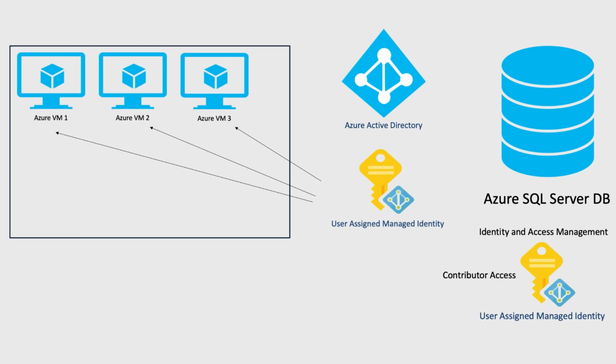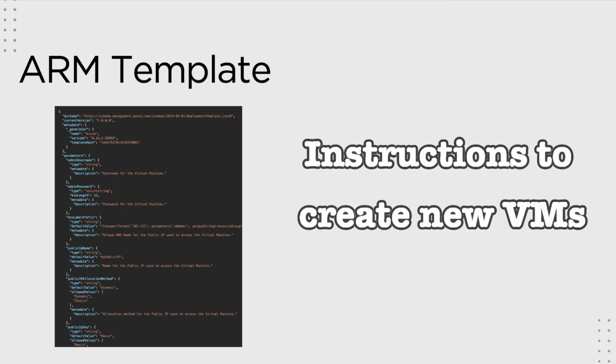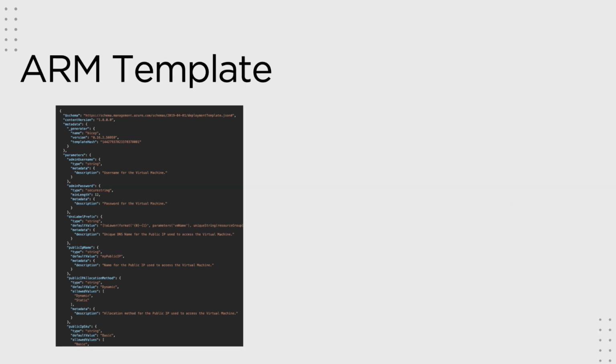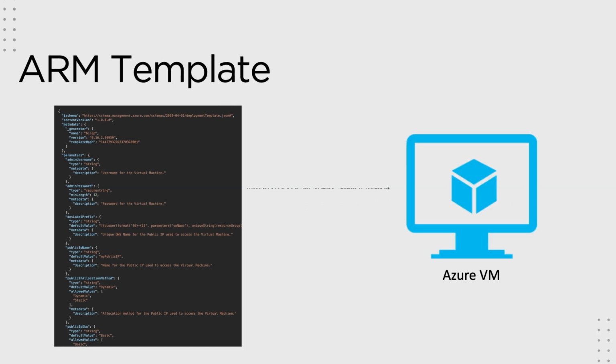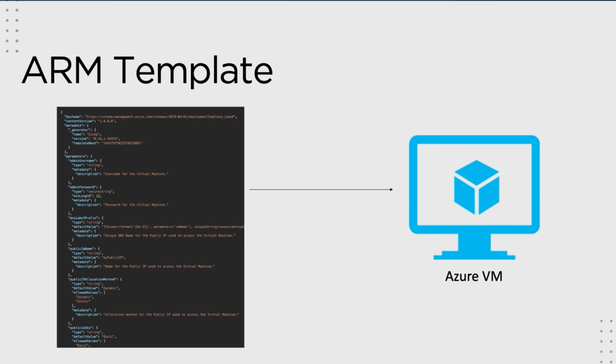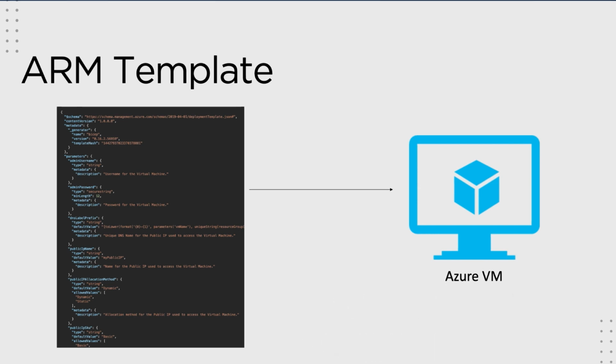So how can we eliminate the overhead of managing identities? This is where ARM templates will come to the rescue. If you don't know what ARM templates are, then you can think of them as instructions to create a resource. In our case, a VM and its environment. In short, you can define an ARM template to create a new VM. And as part of that template, add instructions to add the user assigned managed identity, so you don't need to add it manually. And this is how we can eliminate the overhead of maintaining managed identity on the VM side.